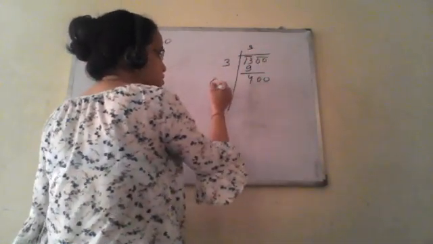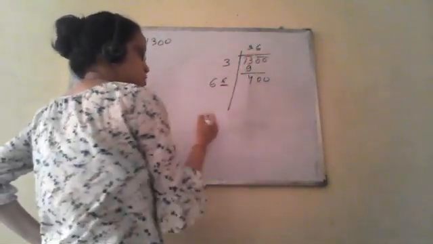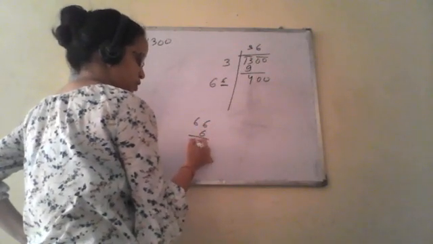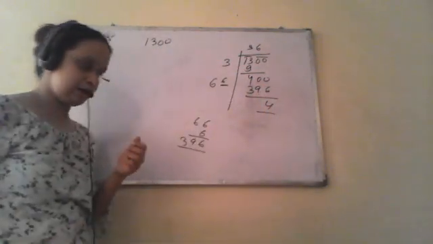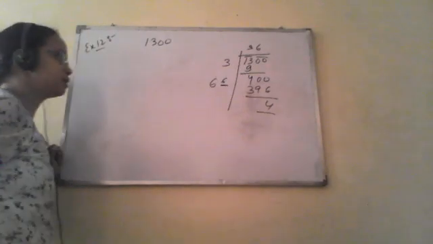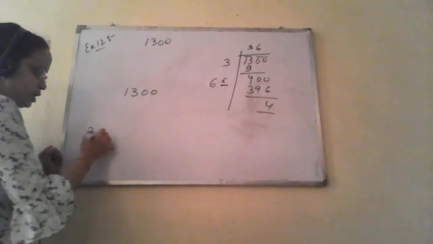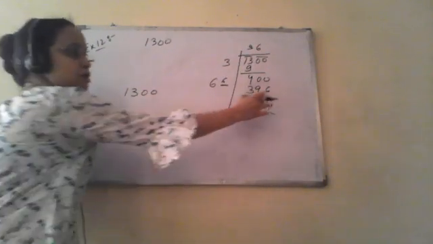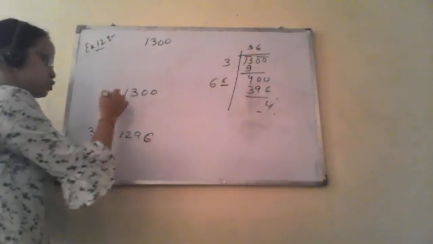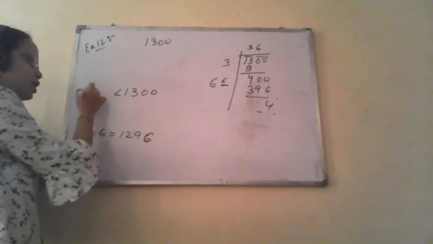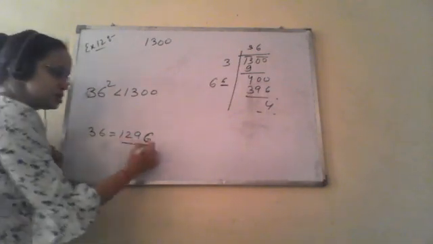Now 3 plus 3, this is 6. We have to fill this number by 6. So 66 times 6 will be 396 and we have 4 as remainder. So if we look at 36, the square of 36 is 1296. If we subtract 4 from this 1300 we get 1296. So this 1300 is greater than the square of 36.